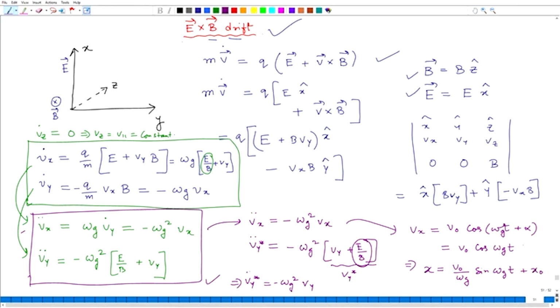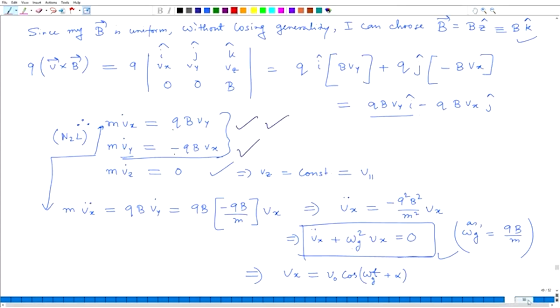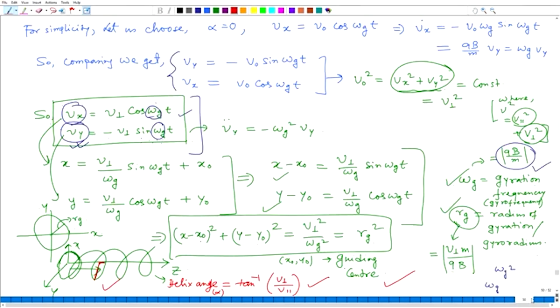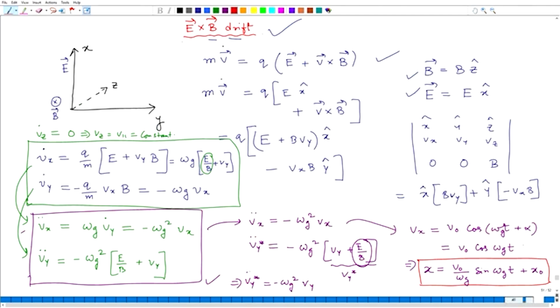Okay. The same thing, you see that this is very similar to what we got last time. So, x minus x0 equals V0 by omega g times sin omega g t, if you remember. Then we just called this V perpendicular. Here we are not calling it V perpendicular, we are calling it V0, that is okay.